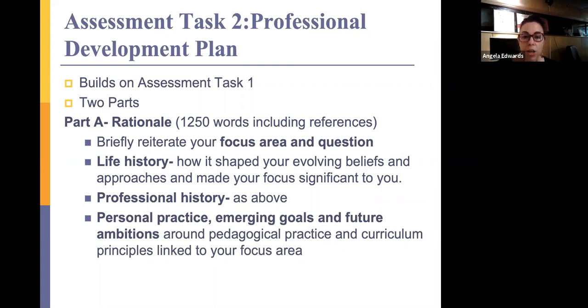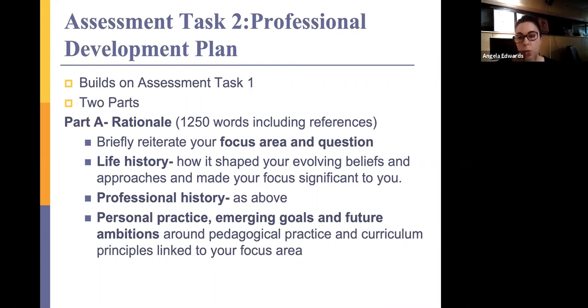So the first section of part A involves reflecting on where you have come from. So it's termed your life history. So you need to think about the elements that have shaped your professional understandings and significance of that focus area. So things like your age, possibly your gender, your culture, and also your educational experience, so educational background.